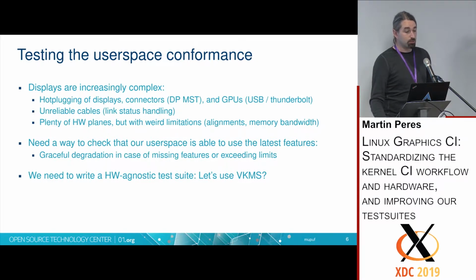And on top of this, we need to make sure that there is a graceful degradation in case some features are missing, or if it's exceeding the limits of the hardware. And for this, we probably need to write a hardware agnostic test suite, and we could use VKMS probably for this, which is this virtual GPU that is just a CPU implementation. So that would allow us to test these sort of things.